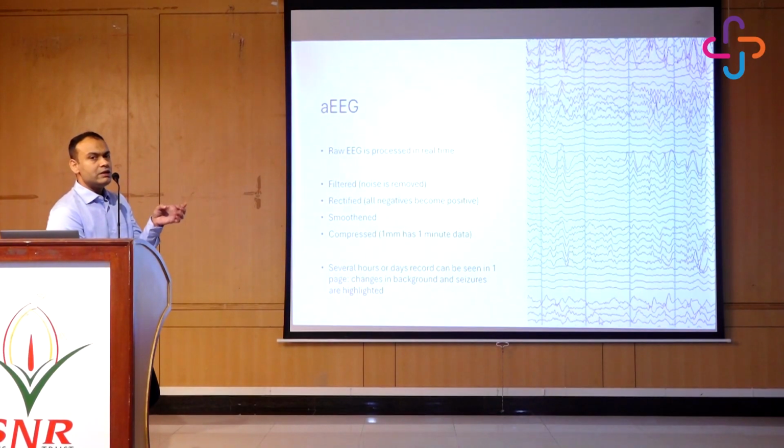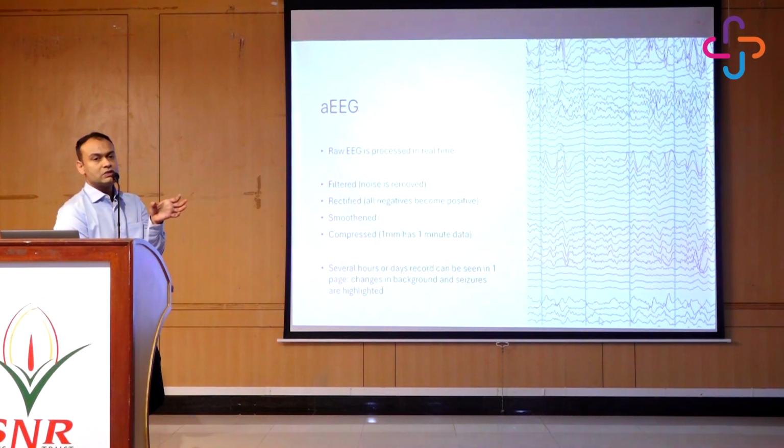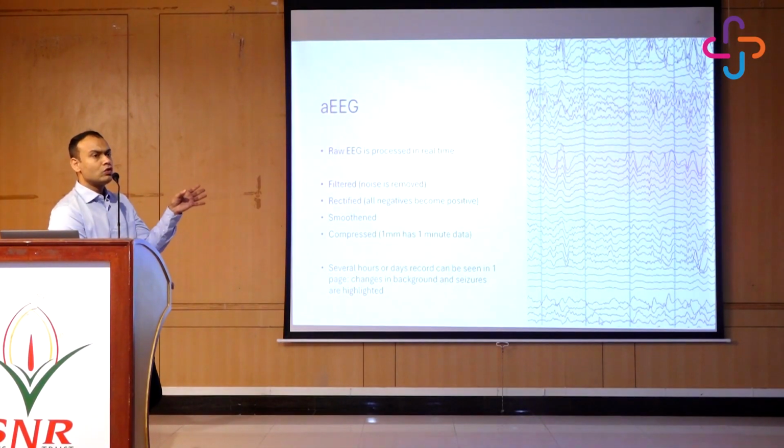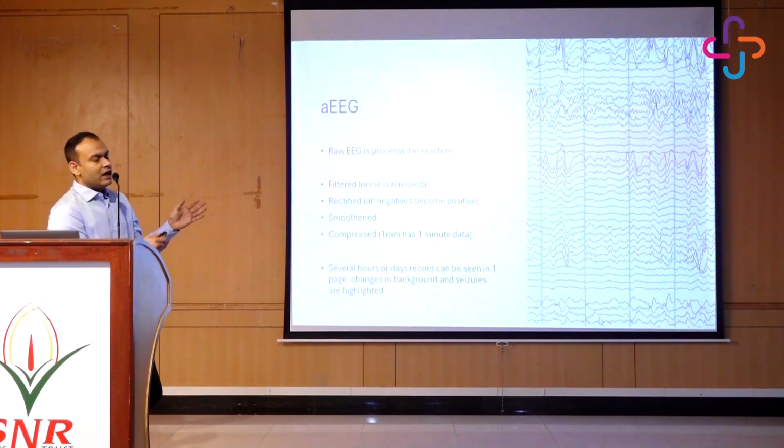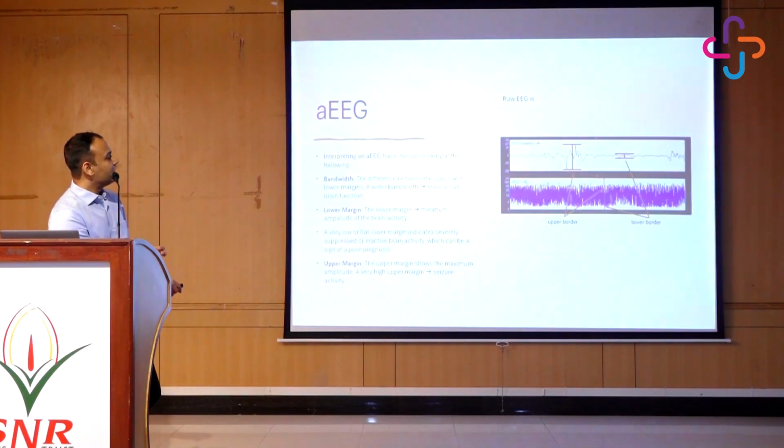That means 1 millimeter of this data will have 1 minute of EEG data. So if you have an EEG page of 1 day, it will show that full day's EEG data in a compressed format on a logarithmic scale. So the EEG won't look like this. It will look like this. And if you put a cursor on one of the places, it will reveal the conventional EEG waveform on top.